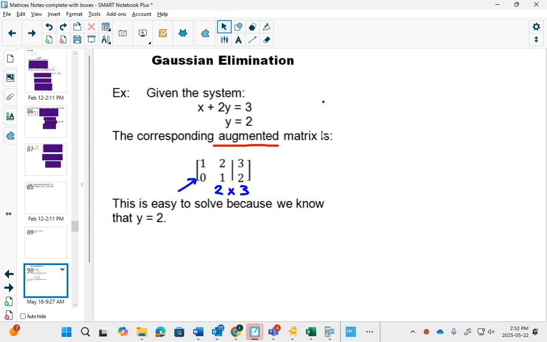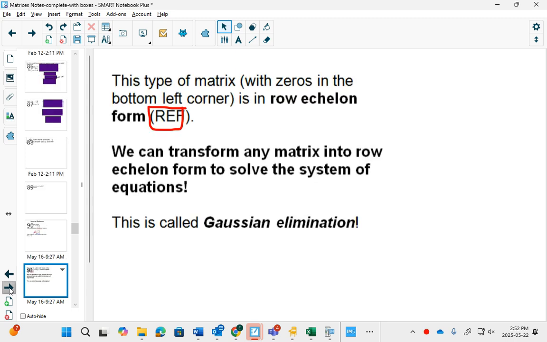Okay? So this is an augmented matrix. And this one's easy to solve because we have a 0 here in the bottom left-hand corner. As soon as you have a 0 in that bottom left-hand corner, it's really easy to figure out what y is, even if those numbers are different. That's going to be sort of the key to Gaussian elimination. Okay? This type of matrix with the zeros in the bottom left-hand corner is called row echelon form.